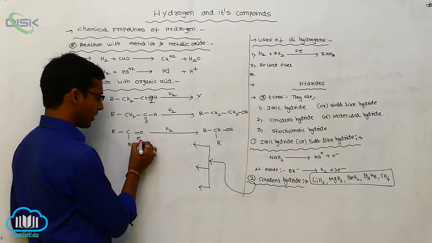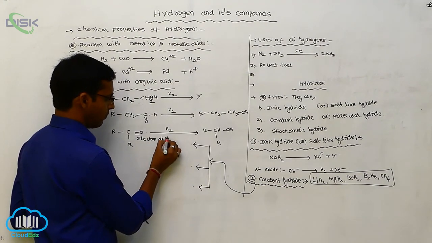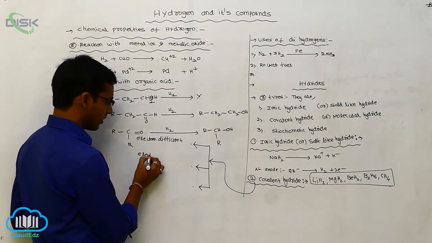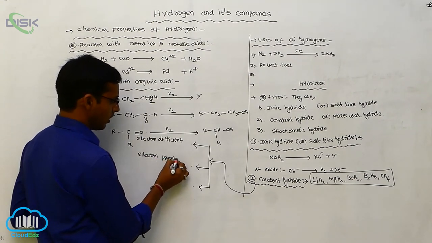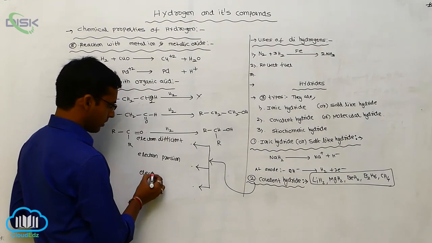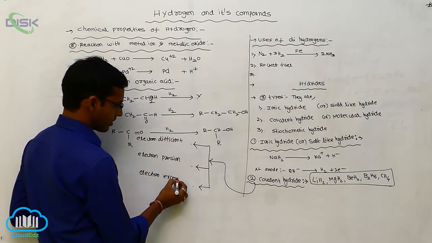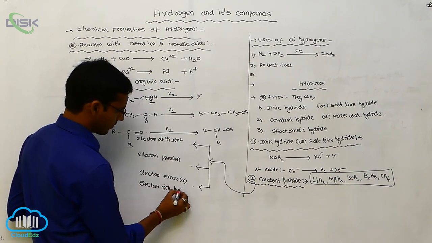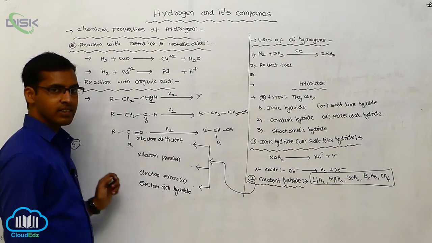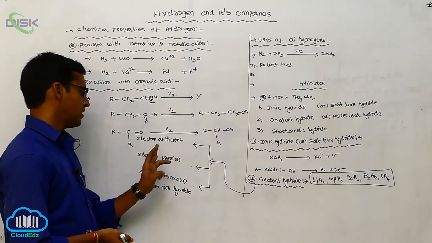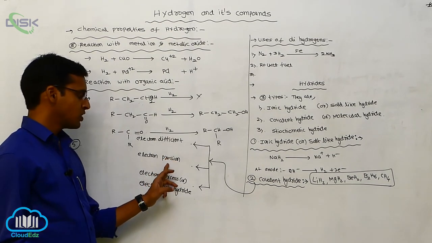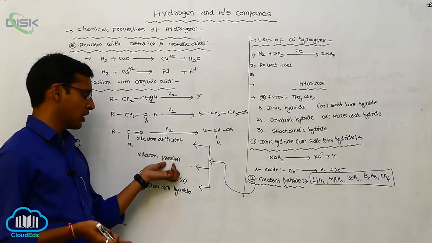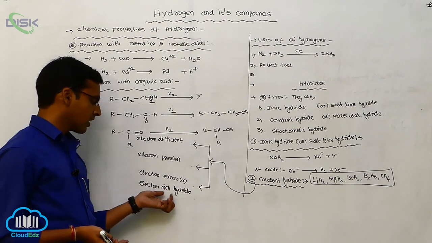They are electron deficient hydride, or electron precise hydride, or electron excess, or electron rich hydride. So the covalent hydrides are classified into three types. Deficient means less, precise means exact, excess means more. So electron deficient hydride, electron precise hydride, electron excess or electron rich hydride.